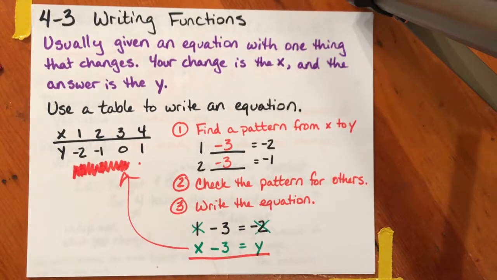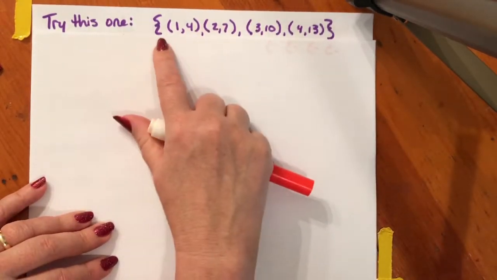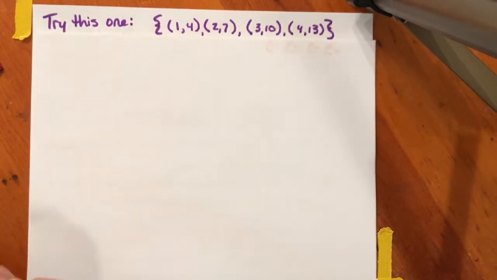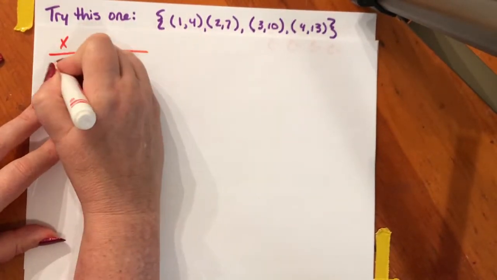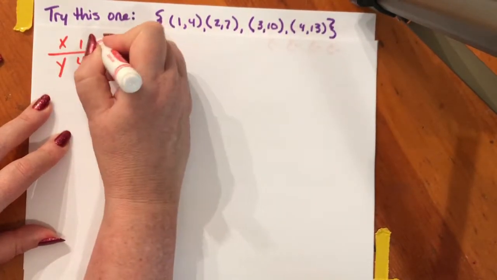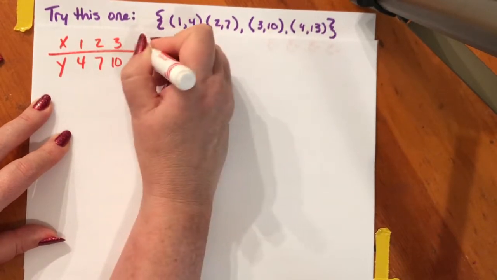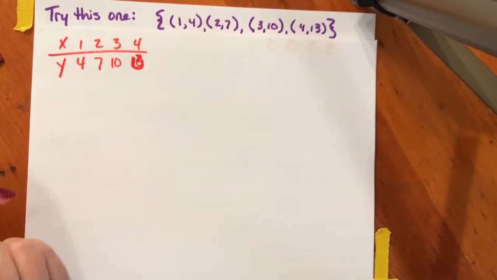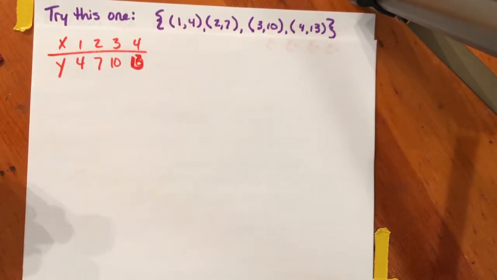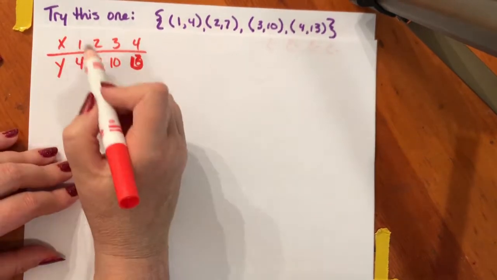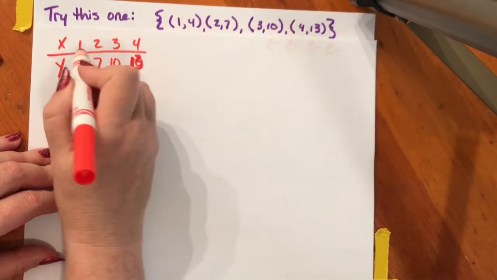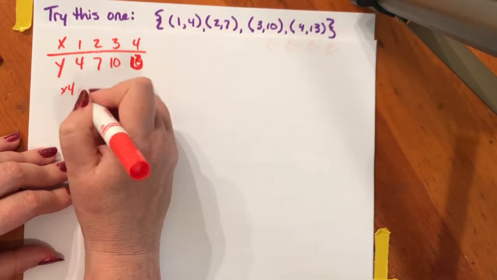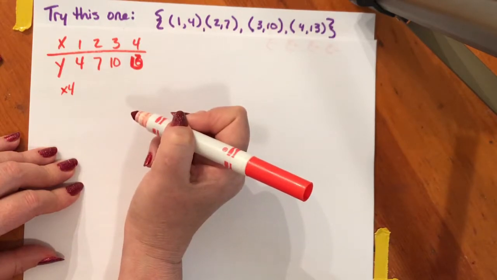Let's try it for something a little more difficult. Here we have a series of coordinates. We're going to take this and make a table. So we're going to make an xy table with 1, 4, 2, 7, 3, 10, and 4, 13. And we're going to see if a straight across multiplication or addition subtraction works for this. Well, right now I can tell you that 1 times 4 is 4, but 2 times 4 is not 7. So straight multiplication isn't going to work here.